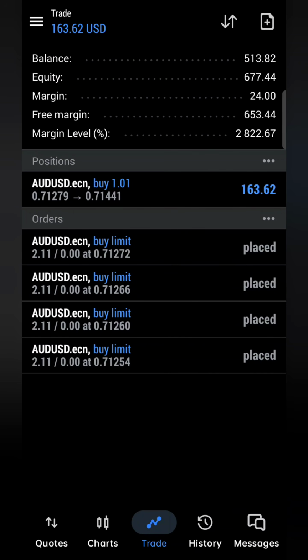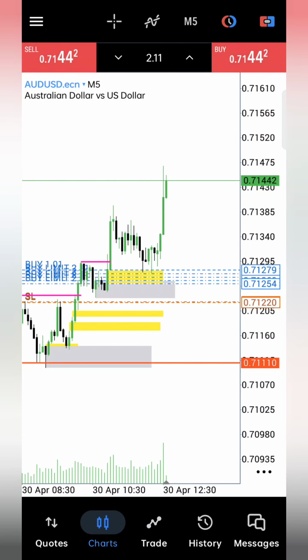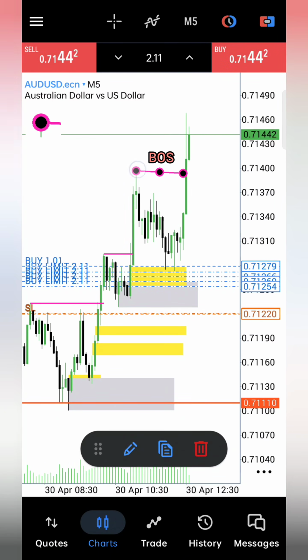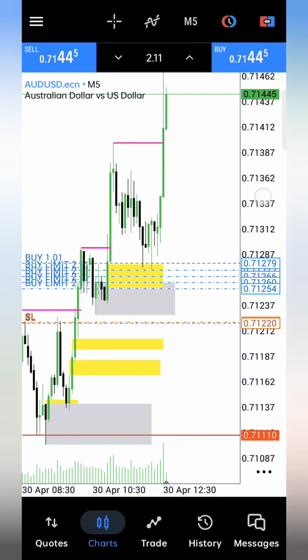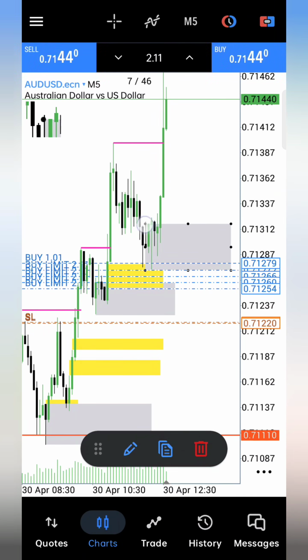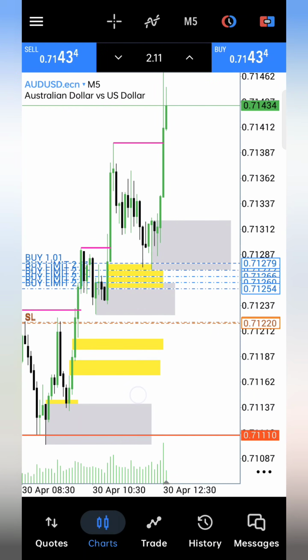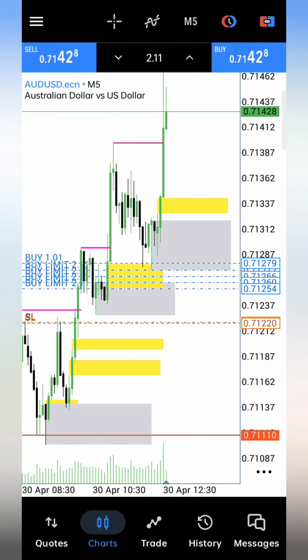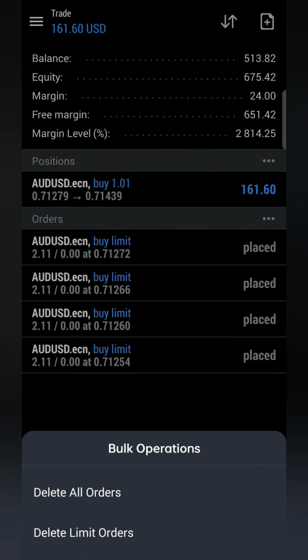Even after placing multiple pending orders, the market filled only one of them. Then price went on to break the most recent higher high, creating another break of structure. And this order block is the result of that breakout. And here as well, during the break of structure, price has created an imbalance area, which has a high probability of being filled later. So what I can do now is delete all my previous pending orders.